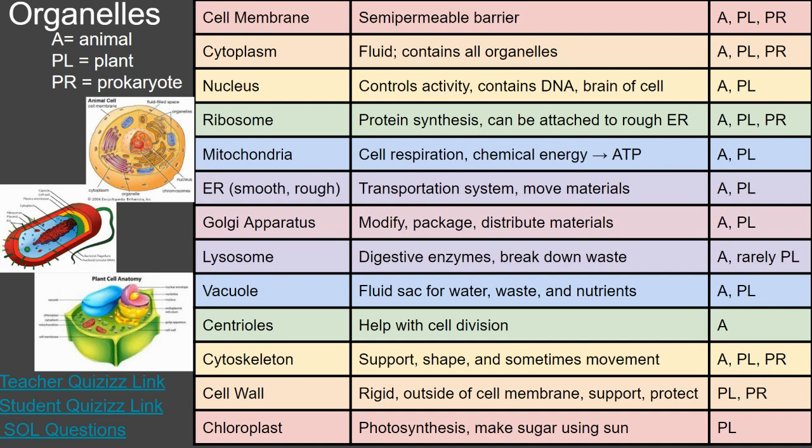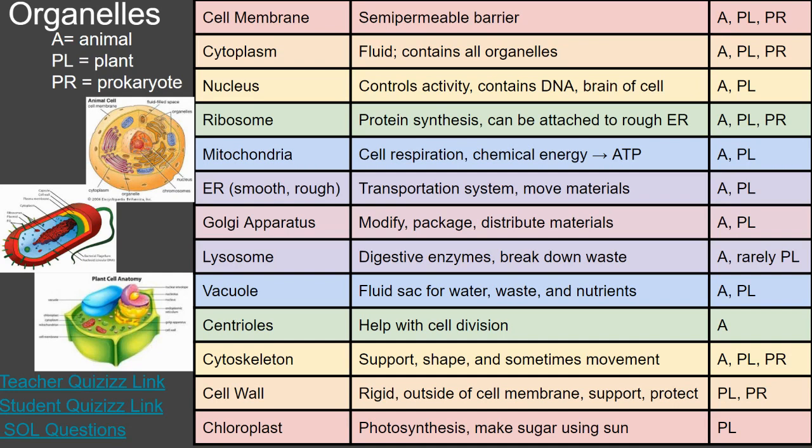Next up, we've got the cytoskeleton. Cytoskeleton can be found in all types of cells, including animals, plants, and prokaryotic cells. Cytoskeleton works to support, shape, and sometimes even move materials throughout the cell, but it's very small. It's hard to see. We've been able to see it with electron microscopes, but it is there in the cytoplasm, and it helps with support and shape of our cells.